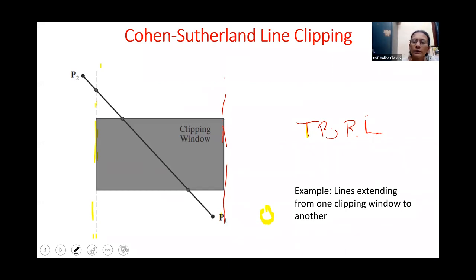Now this is my right boundary. P1 is not to the right of the right boundary. So that bit is also 0. Now P1 is below the bottom boundary, so the third bit is set to 1. Now P1 is not above the top boundary, so it is set to 0. So the outcode for P1 is 0, 1, 0, 0.